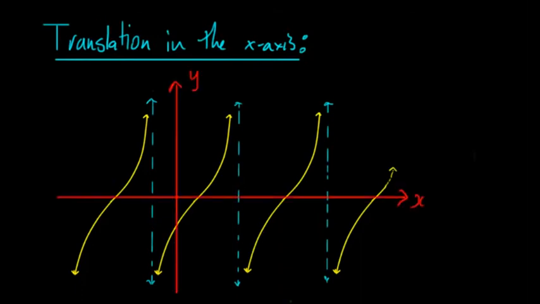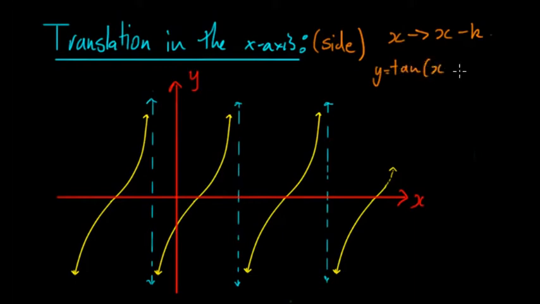In the previous video, we looked at translations in the y-axis, that's moving up or down, but now we're looking at translations in the x-axis, which is moving from side to side, and this is when you replace x with x minus k. So that means we're going to now get a function such as y equals tan of x minus pi on 4, or let's say x minus pi on 6.